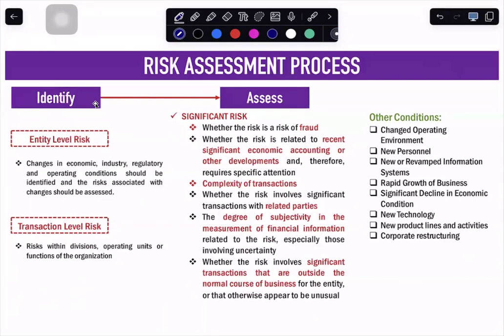But if ever the risk is about a particular division, operating units, or functions of the organization, so let's say one of your organization, which is currently located in Region 2, is experiencing a typhoon. And since it is experiencing a typhoon, therefore, the operations there are not conducted. So that could be considered as a transaction level risk.